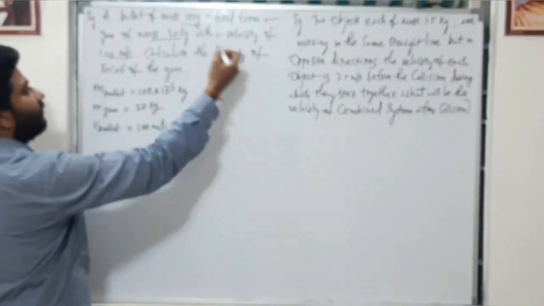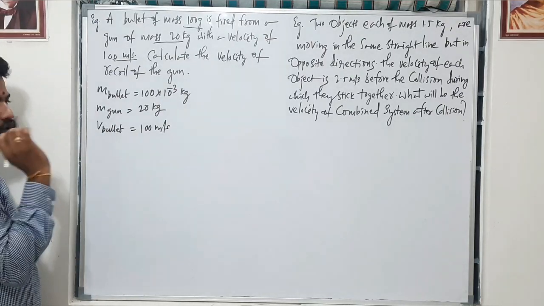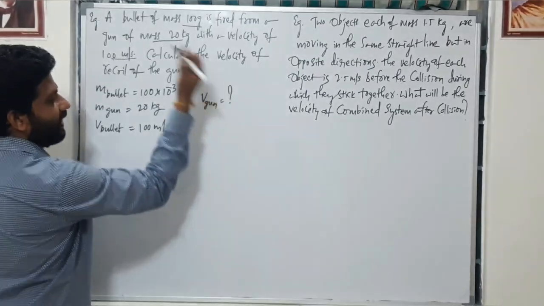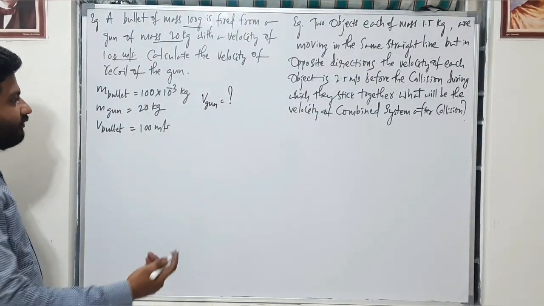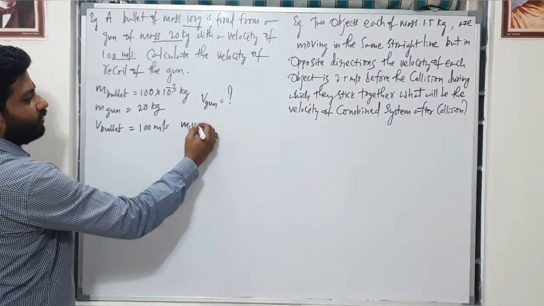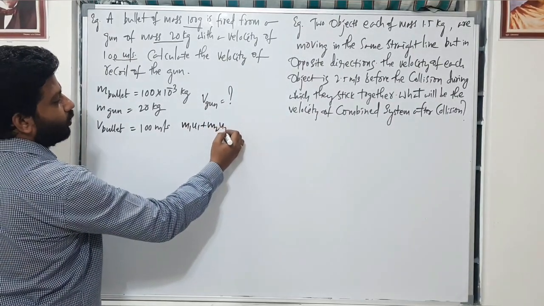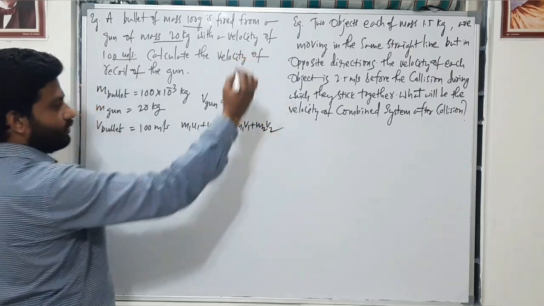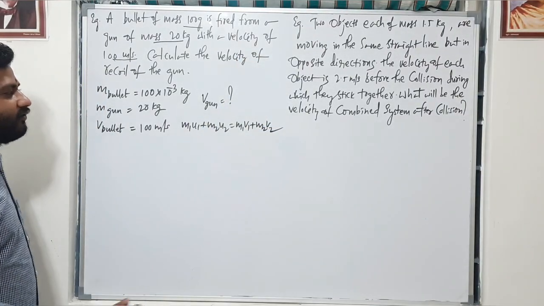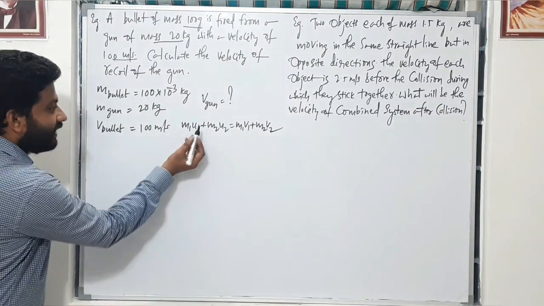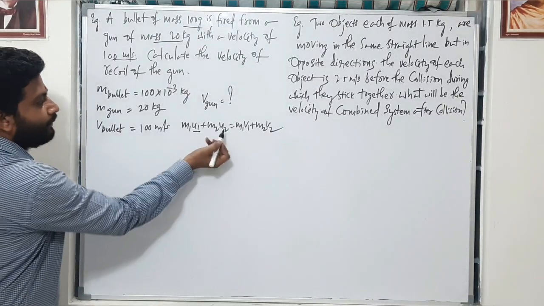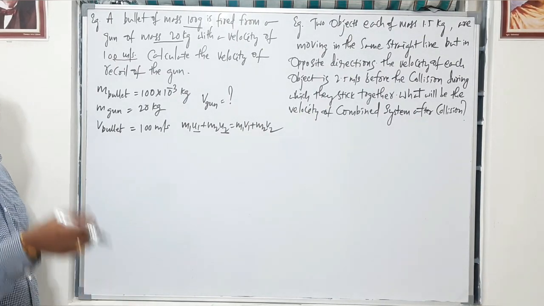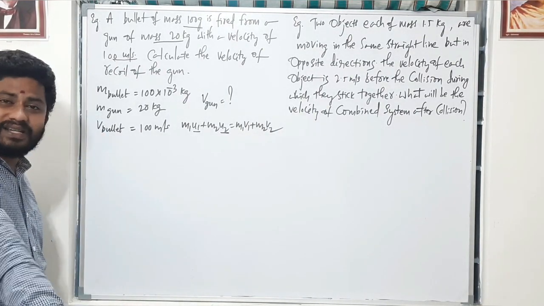Now calculate the recoil velocity of the gun. So recoil velocity of the gun, final velocity of the gun they are asking. We know the formula m1u1 plus m2u2 is equal to m1v1 plus m2v2. Is it clear? So that's the law of conservation of linear momentum. Initial velocity of the first body and initial velocity of the second body is 0 because before firing, bullet and gun will be at rest position.